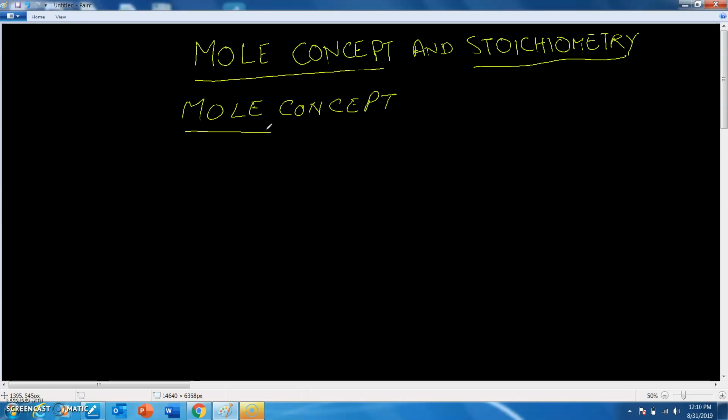As we go to a grocery shop, we have our list as 1 kg apples, 1 liter milk, 1 dozen bananas. But we never use mole. What is this mole? This is a unit in chemistry.